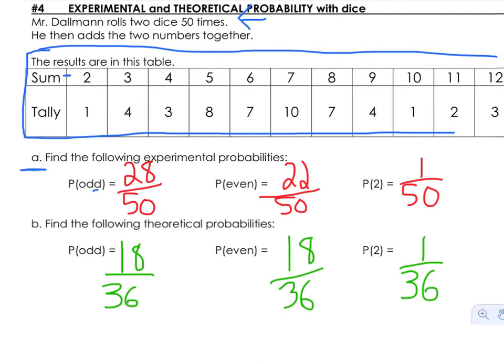So the first question is what is the probability of getting an odd? I need to figure out how many times he got an odd.